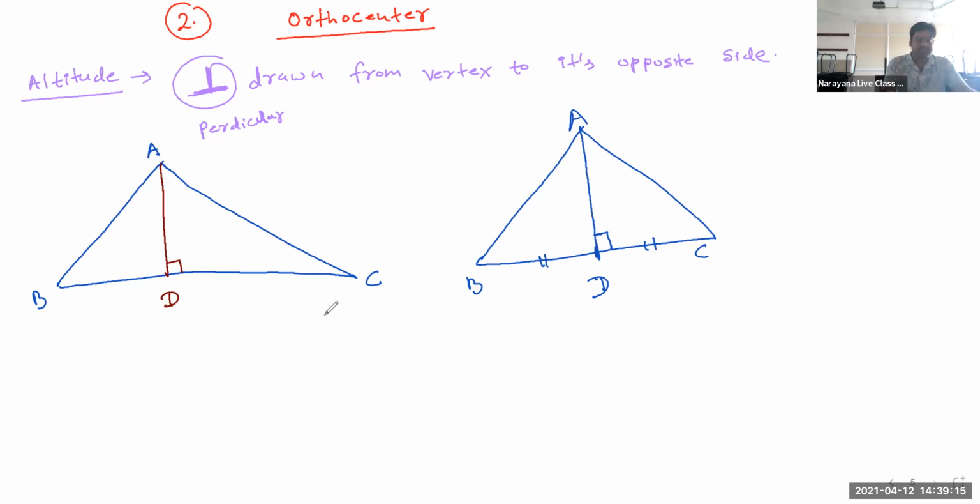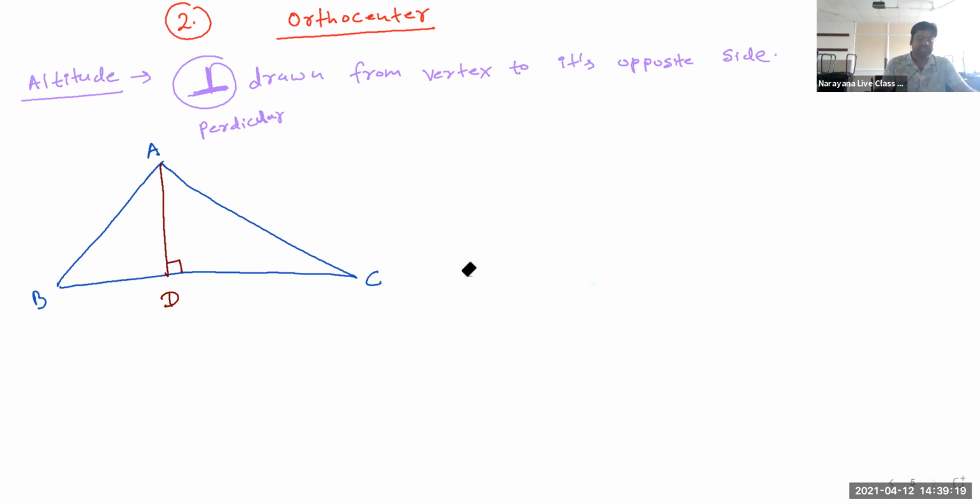But in this case, I'm drawing a general diagram, so in general you cannot say that D is the midpoint. D is any point lying on BC. Okay, so AD is the altitude of triangle ABC from vertex A. Got it?